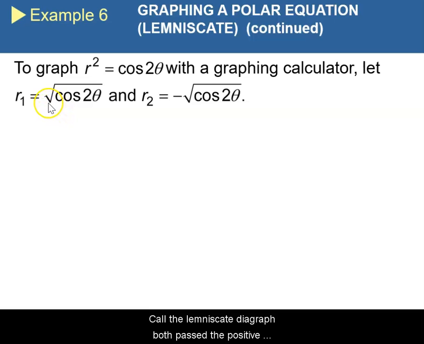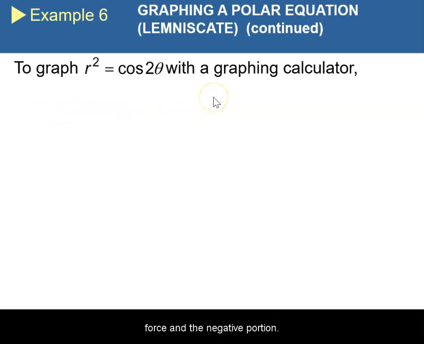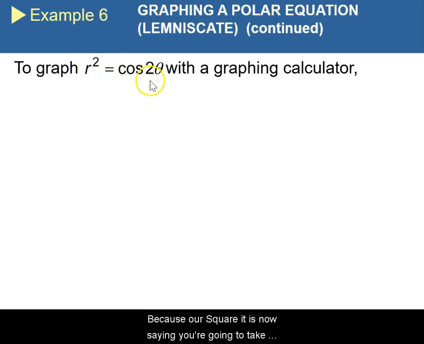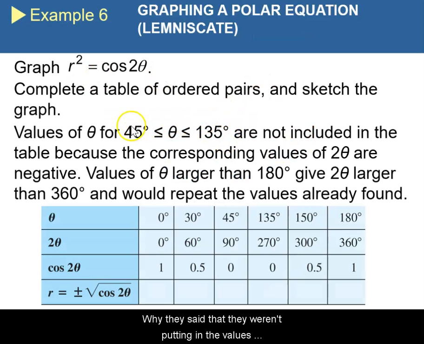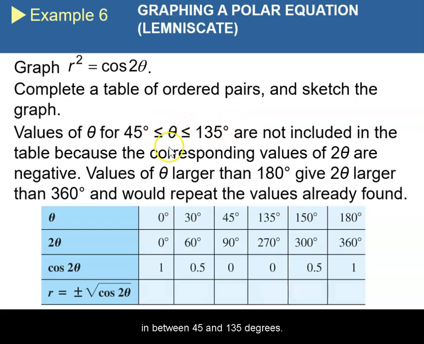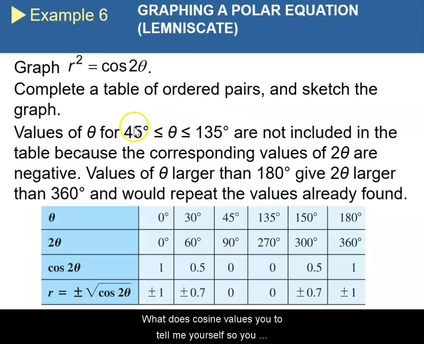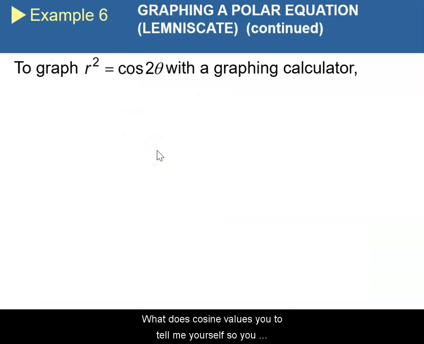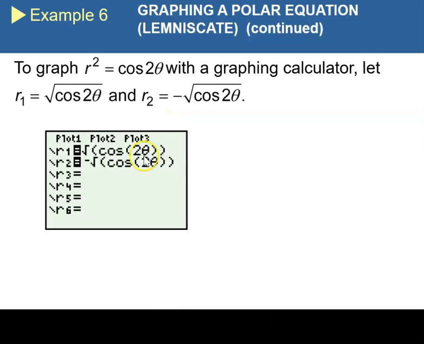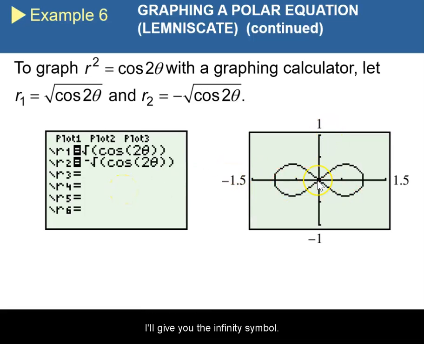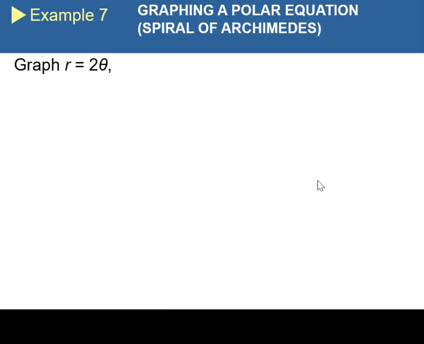We got to graph both halves, the positive portion and the negative portion, because r squared is now saying you're going to take the outputs and square them, so even the negatives get turned positive, which is again why they said that they weren't putting in the values in between 45 and 135 degrees, okay? Because for those cosine values, you're just doubling yourself, right? So you plug in both the positive and the negative square roots, okay? And it'll look like this when you say y equals on your calculators, and it'll give you the infinity symbol, okay?